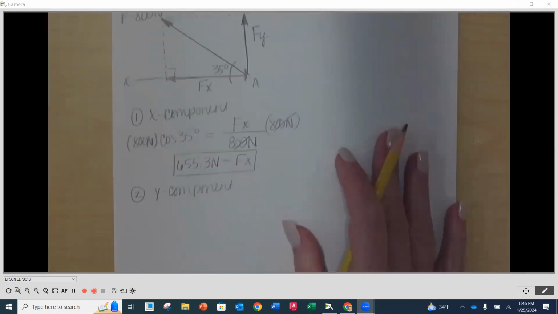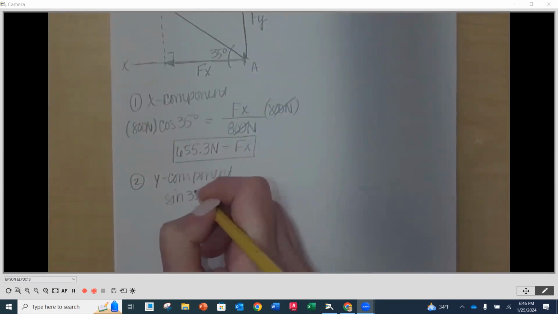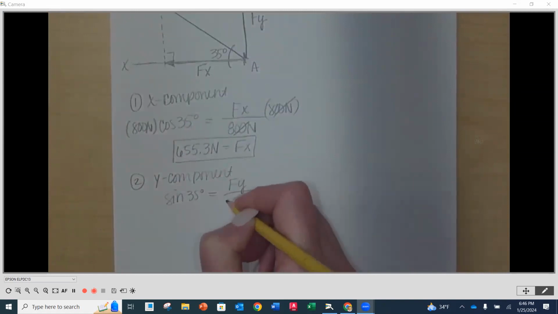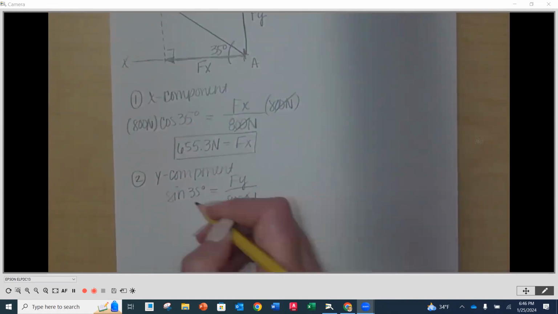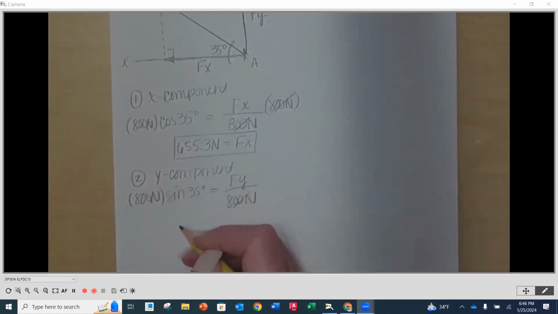Sine. Yep, we're going to use the sine function. Good. So then we're going to do sine of 35 degrees is going to be equal to side opposite, which is Fy, divided by our 800 newtons. And then we're going to multiply our 800 newtons up on the other side. And we're going to get 800 times sine 35.